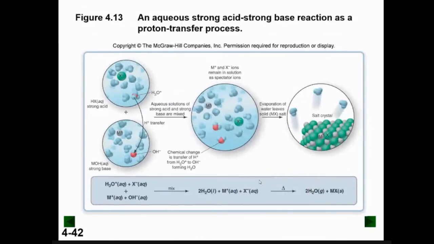Now this is another definition of acid-base called the Bronsted-Lowry. What it is basically is a proton transfer. And a proton is an H positive ion. So you're just switching the protons back and forth between two things. The acid is a proton donor, and the base is a proton acceptor.